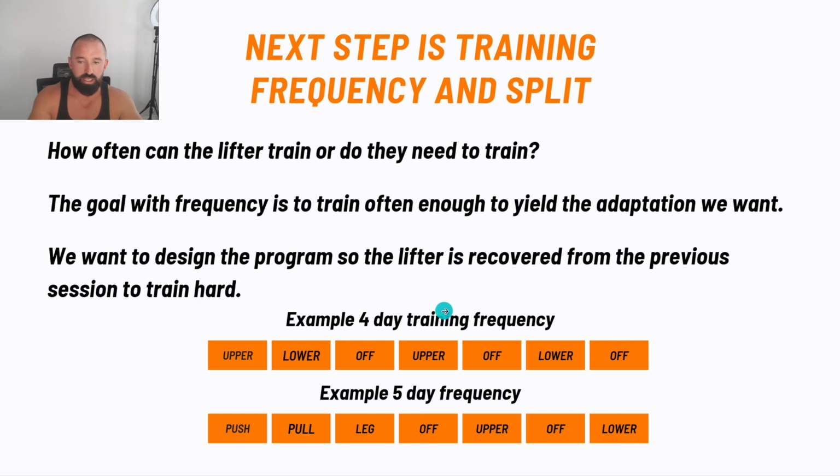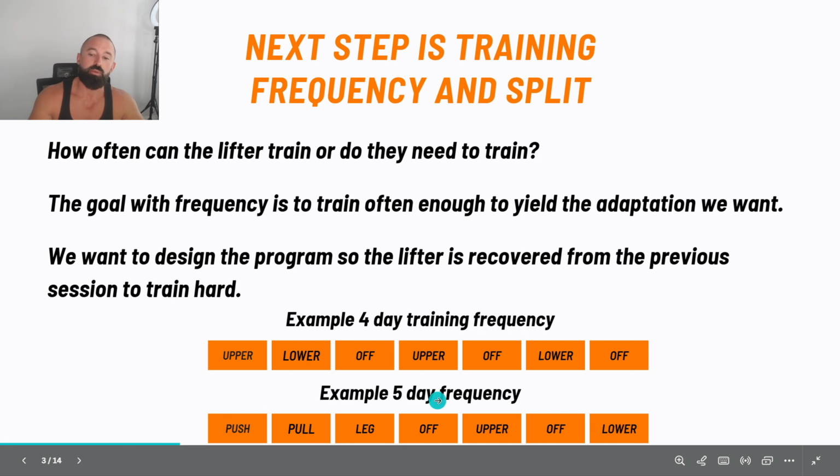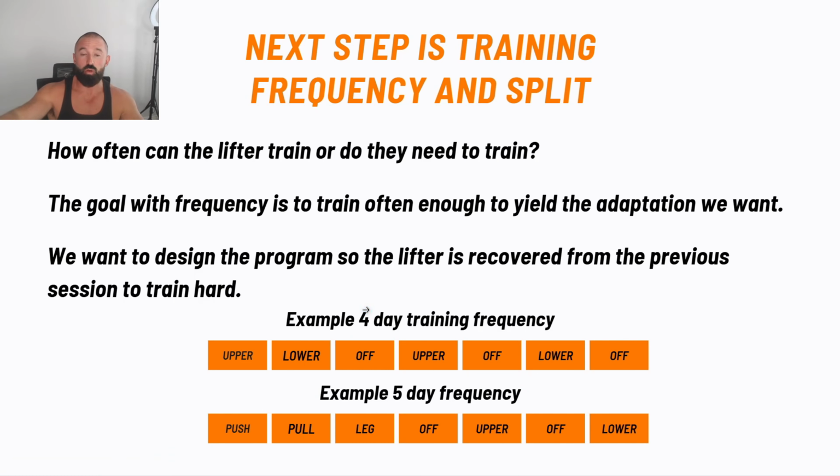We've got an example 4-day training frequency where maybe we're doing like upper lower, then we have a day off, then we have an upper session, a day off, then a lower session, and a day off. So we have adequate amounts of breaks between those sessions to make sure that that lifter is recovered. And then we have an example of a 5-day frequency here where we might do, say, push-pull-leg, have a day off, do an upper session, have a day off, and then do a lower session, for example. Both of these scenarios are somewhat based on that lifter and their goal and their preference of being in the gym, and then also making sure that they go into the gym feeling as recovered as they can.